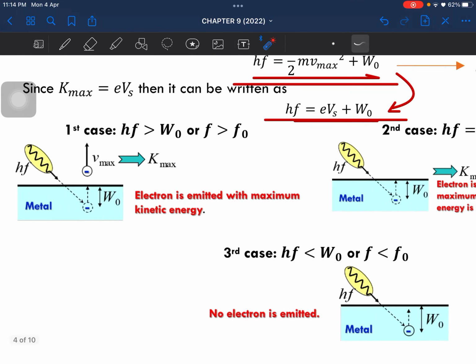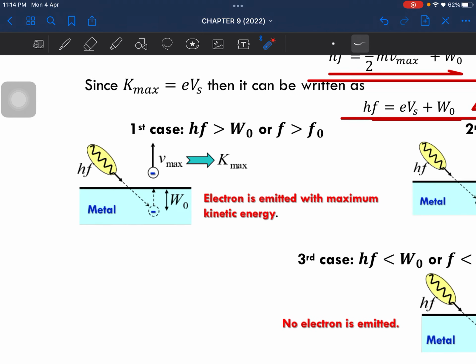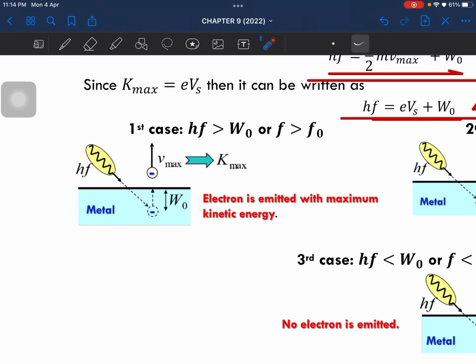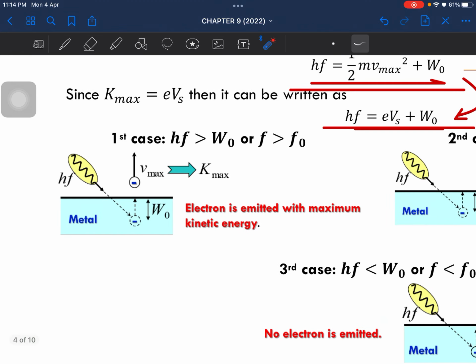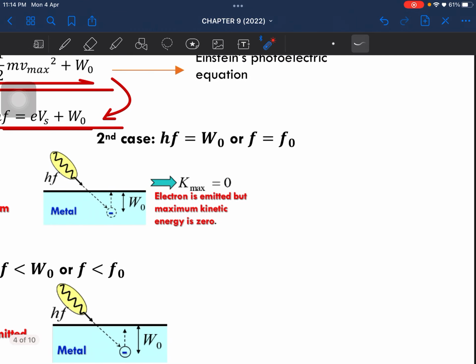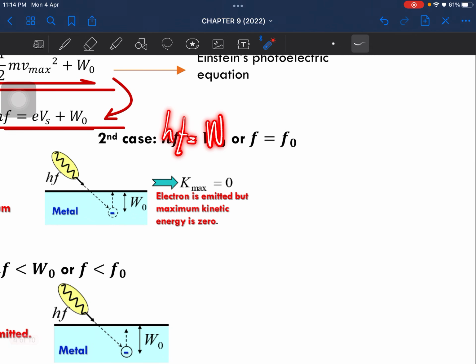There are three cases for the Einstein photoelectric equation. The first case is when the energy is greater than the work function, or the frequency is greater than the threshold frequency. If this is the case, an electron is emitted with a maximum kinetic energy.